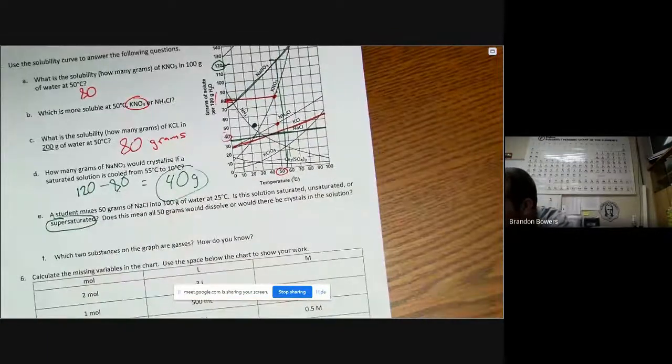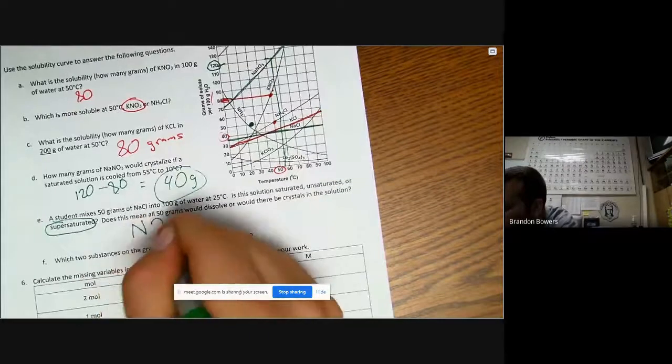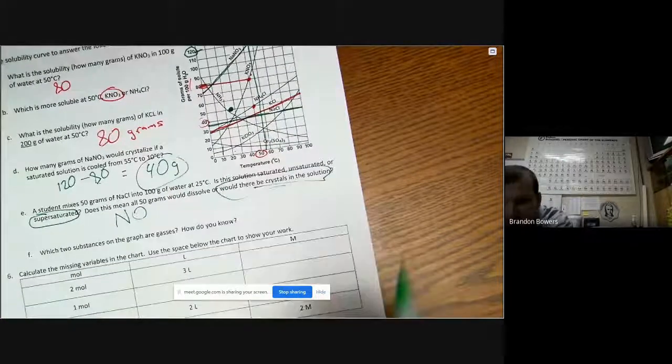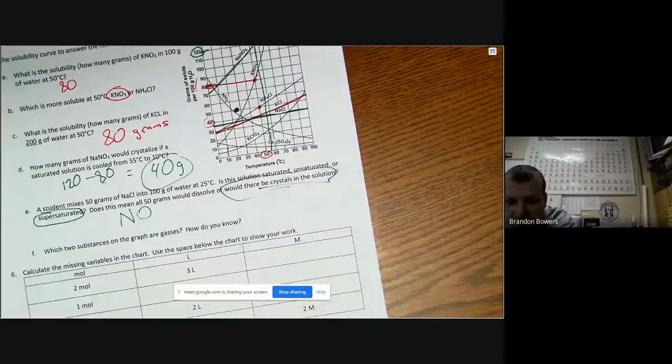And does this mean all 50 grams would dissolve? No, it doesn't. There would be crystals in the solution, so that would be your answer. There would be crystals in the solution.